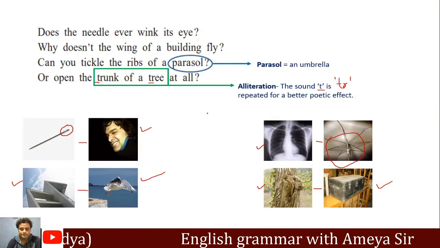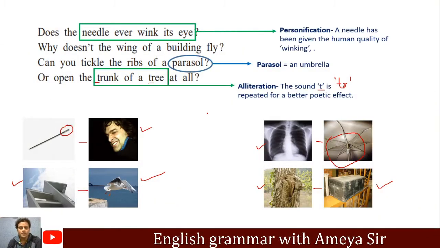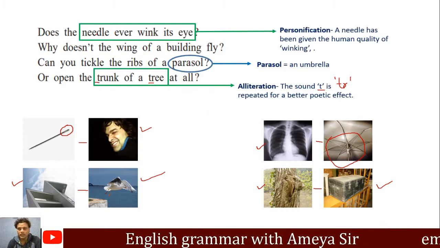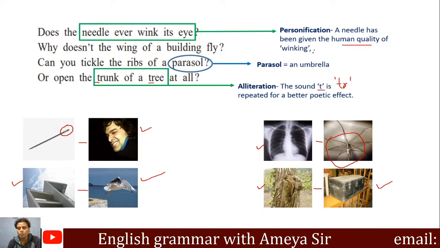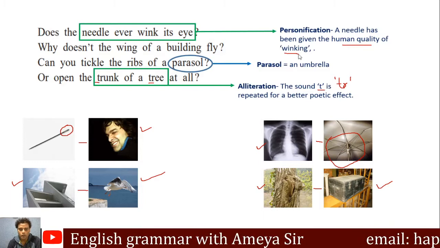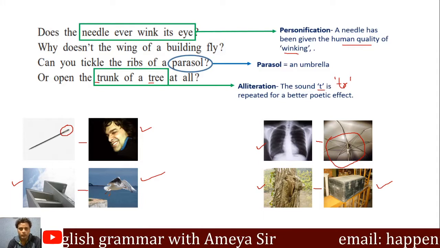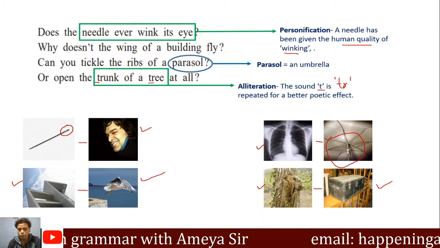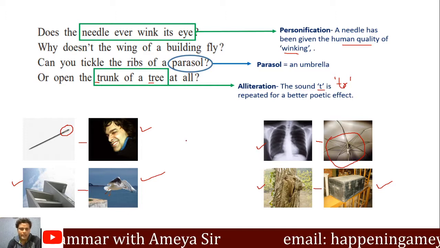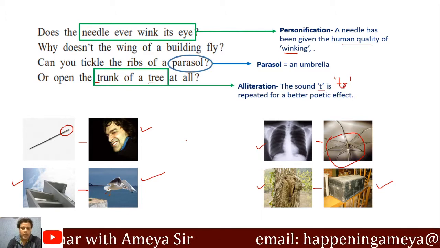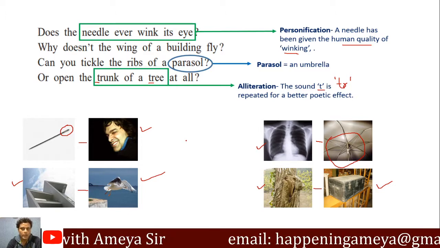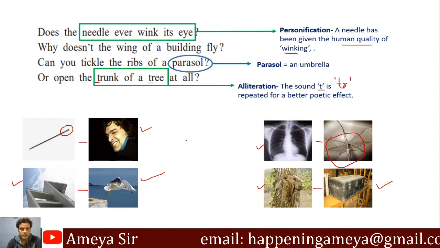There's more. I told you the first line. It's personification, guys, because the needle has been given the human quality of winking. We all know needle can never ever wink, but then the poet has used personification here. I think this should be the first where you actually get a minute to jot down things, is it not? Let's see if we are done with the slide.